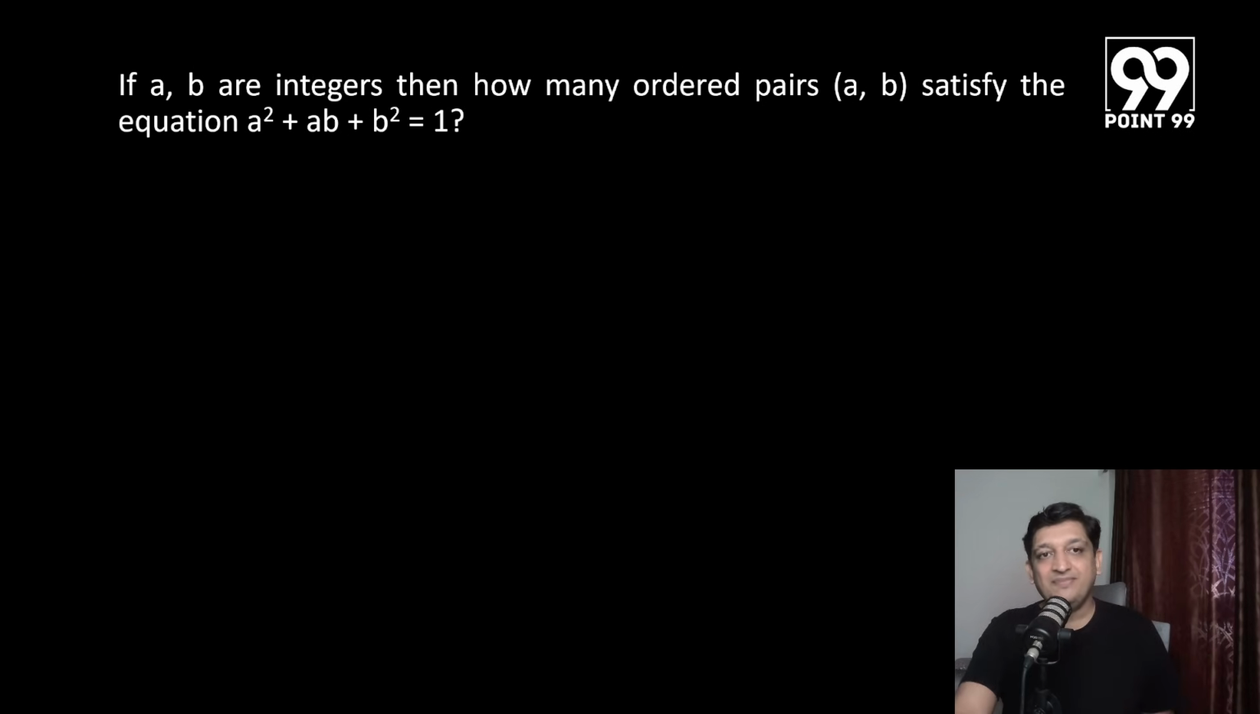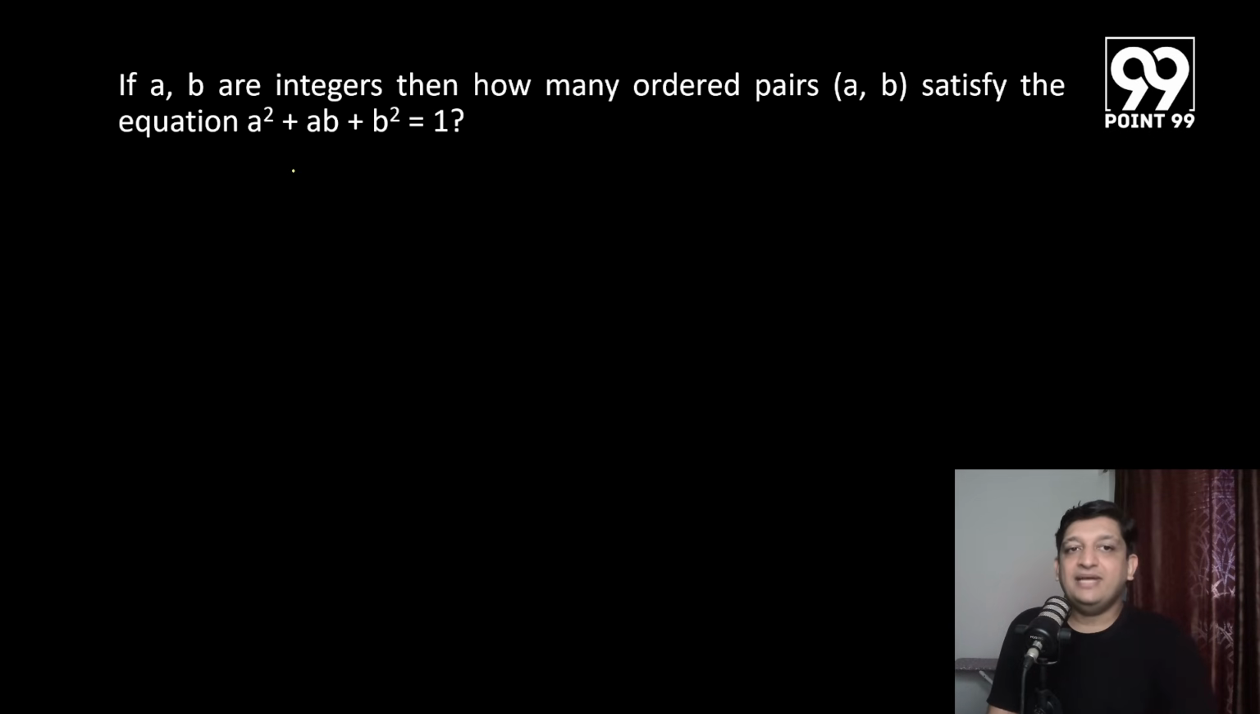Now let's look at this one. Very, very interesting question. A and B are integers. How many ordered pairs, which basically means A comma B and B comma A are two different ways of answering. So if you get your answer as, let's say, 5 comma 6, or 5 and 6 can be a pair, you will have to say 5 comma 6 and 6 comma 5. These are the ordered pairs that are there.